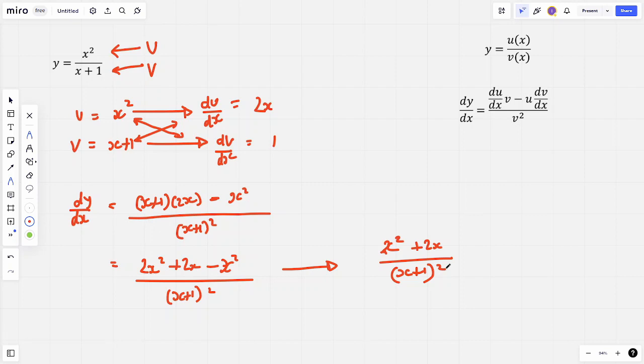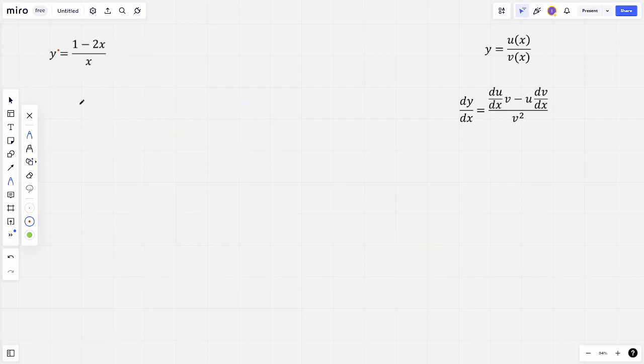So what I'm going to do is add a few more examples just to drill it in. Here's another example. Again, we first define u as the numerator, and then the denominator as v. So u is equal to 1 minus 2x, and then du over dx is equal to minus 2. Then we say v is equal to x. The differentiation of x is just 1, so dv over dx is equal to 1.